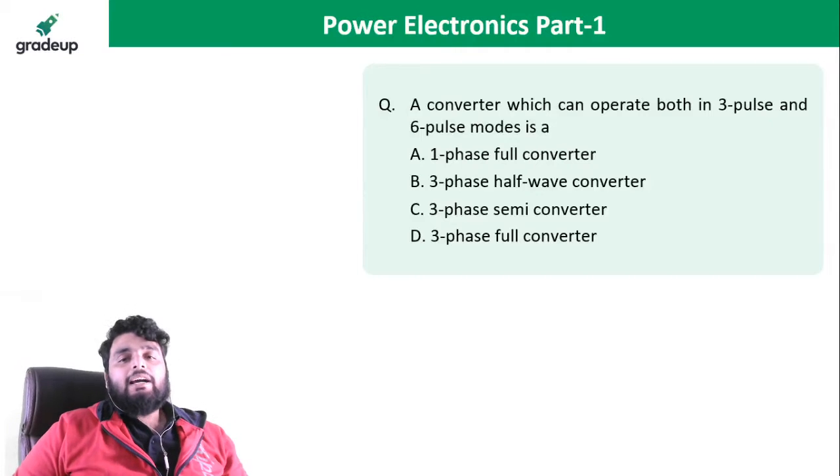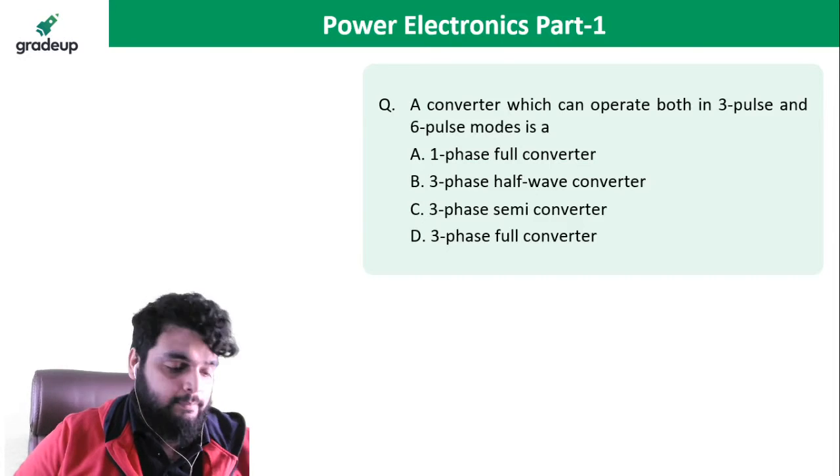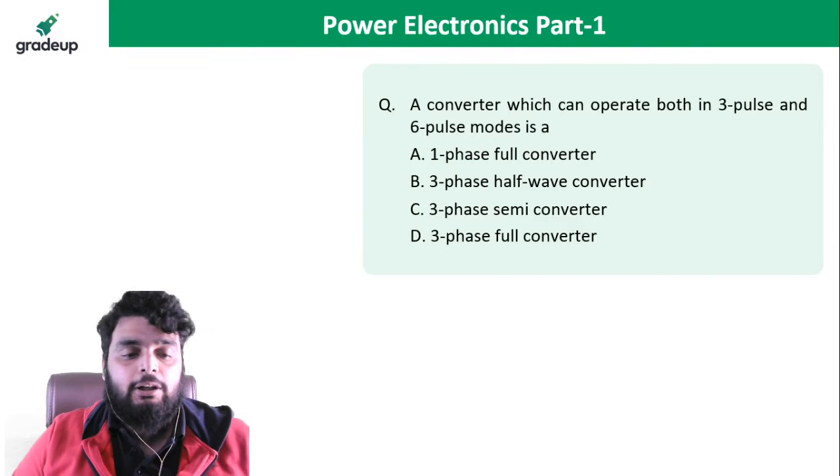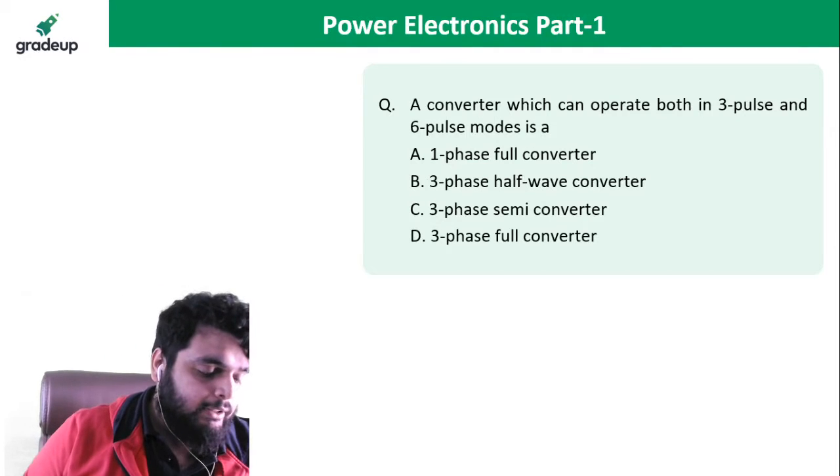Next, a converter which can operate both in a 3 pulse and 6 pulse mode is. So out of these 4 converters, which can operate in a 3 pulse and 6 pulse mode? Everyone.